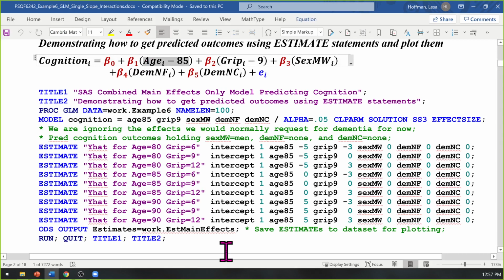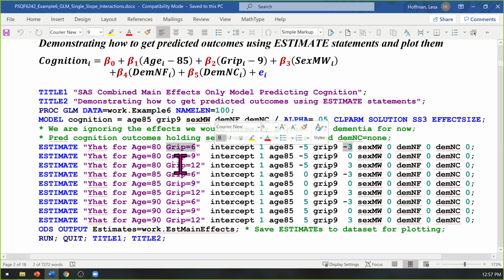So what is the value of the predictor for which you are generating an outcome? I would like to know predicted cognition for an 80-year-old. Okay, so for age, I plug in -5 to get to an 80-year-old because age is centered at 85. Likewise, for what level of grip strength am I asking for a predicted outcome? 6. And yes, feel free also to read the answer from the screen.